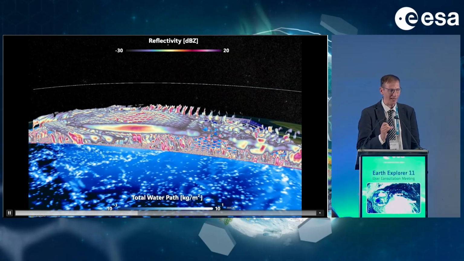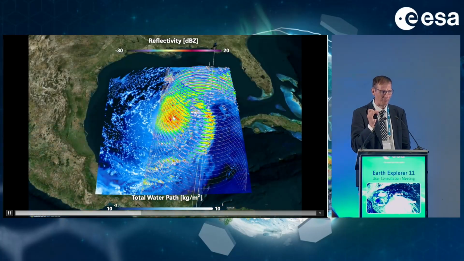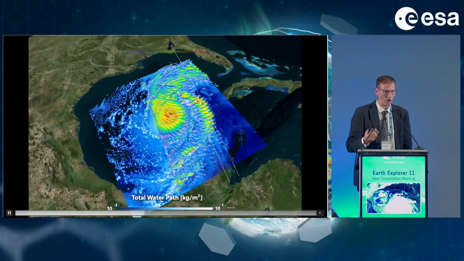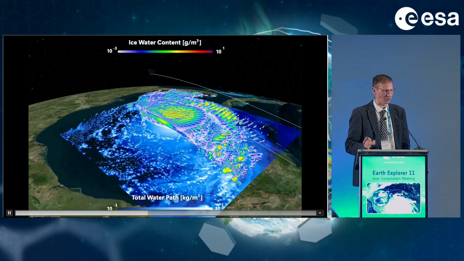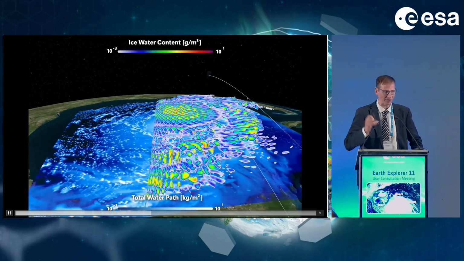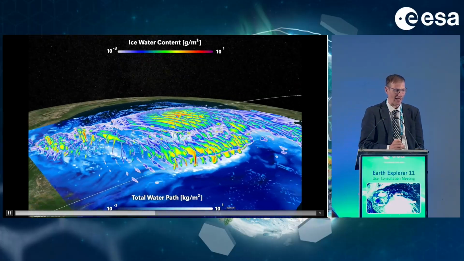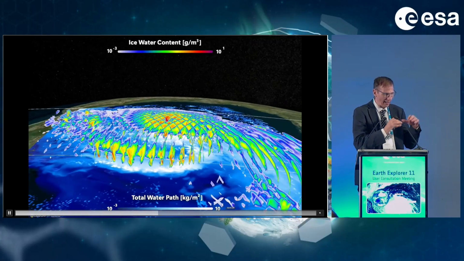We transform the radar reflectivity above the freezing level. We convert it into mass, into ice water content. And now you see the structure of the mass. It's so important to understand the anvil feedback, for instance.